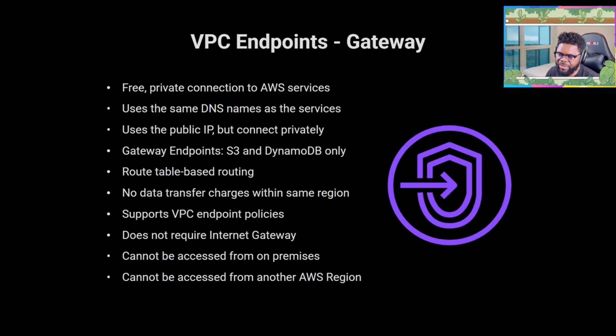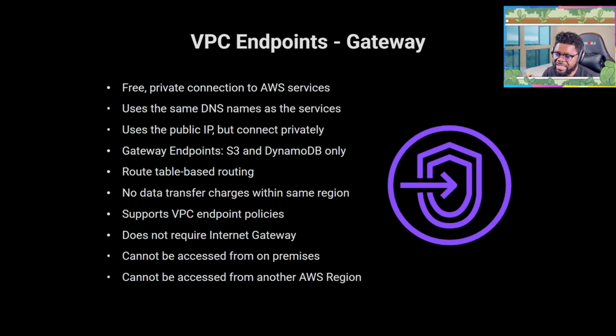It could be S3 bucket, it could be SNS, all the services AWS provides. You want to use them, but you don't want to use them via the internet. That's really what VPC endpoints serve, right? So free, especially for gateway. You'll see how VPC interface endpoint is not free, but for the gateway, free private connection to AWS services. So just think about it that way.